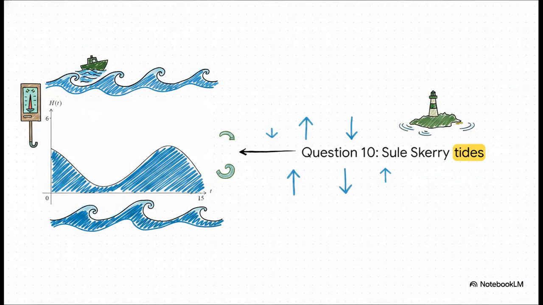Let's combine our new tools with trigonometry, which is really just the mathematical language of circles and cycles. Don't let the word trigonometry scare you. It just describes things that repeat over and over. In question 10, a graph models the tide at a small island called Sulay's Skerry, rising and falling over a 15-hour period. You can visualize the water level starting high, dipping down to low tide, and swelling back up to high tide. Because it's a repeating cycle, it's perfectly modeled by a trigonometric wave function.